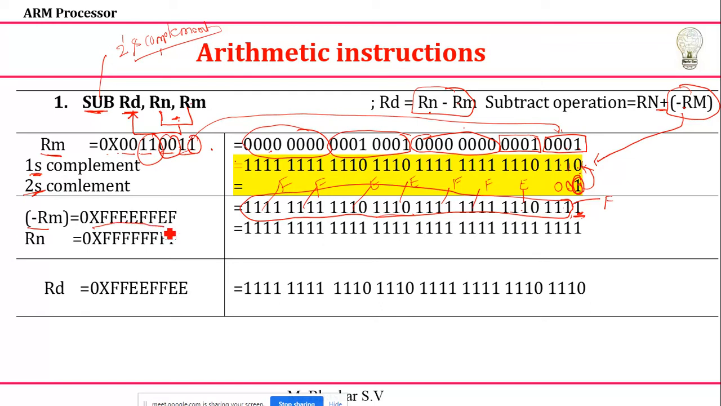Once you find out the 2's complement value, then I need to add it with the first number, the Rn value. This Rn value here I'm going to take as 0x FFFFFFFF. F means I've taken it as 1111 for every nibble. Next I need to add these two. If I add this, you can see 1 plus 1 I'll get 0. So 1 plus 1 I'll get 0, and then I'm getting the carry 1, which will be added to the next bit.